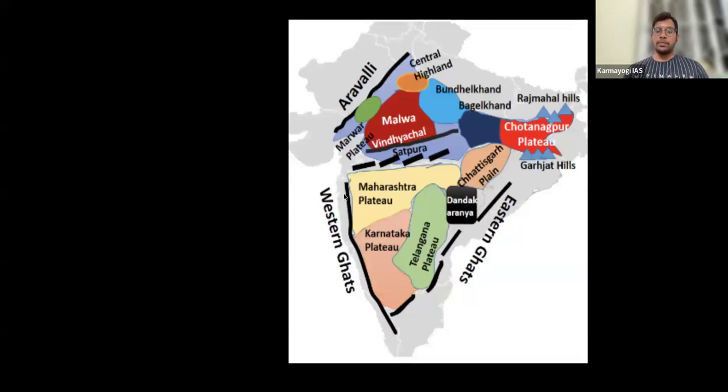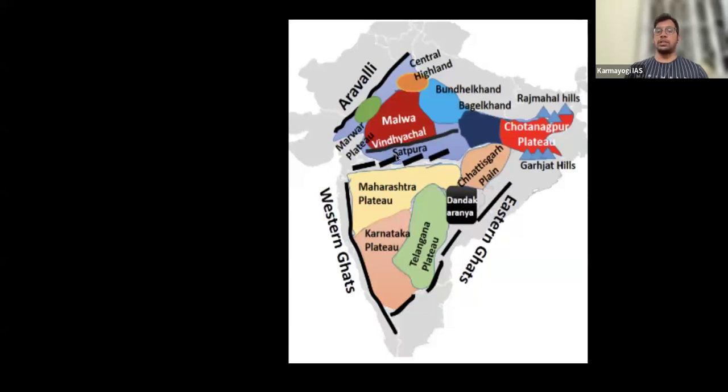Let's come from the south. We have Western Ghats and then Eastern Ghats. Then Karnataka Plateau, Telangana Plateau, Maharashtra Plateau, and Dandakaranya Plateau. So these are a set you can remember. Above that, we have Chhattisgarh Plains, right? So this is a big set that you can remember. Now we have on the eastern side Garjat Hills. Above that, we have Chota Nagpur Plateau and then Rajmal Hills. So Chota Nagpur Plateau is sandwiched between Rajmal Hills and Garjat Hills, right? And here we have Bagilkhand, which is sandwiched between Bundelkhand and Chota Nagpur Plateau, right?